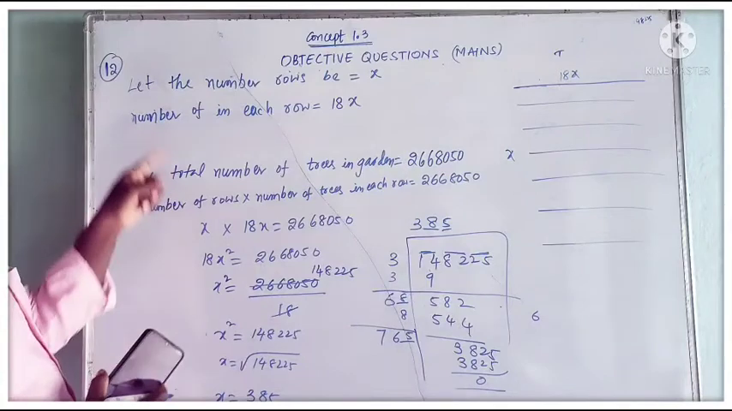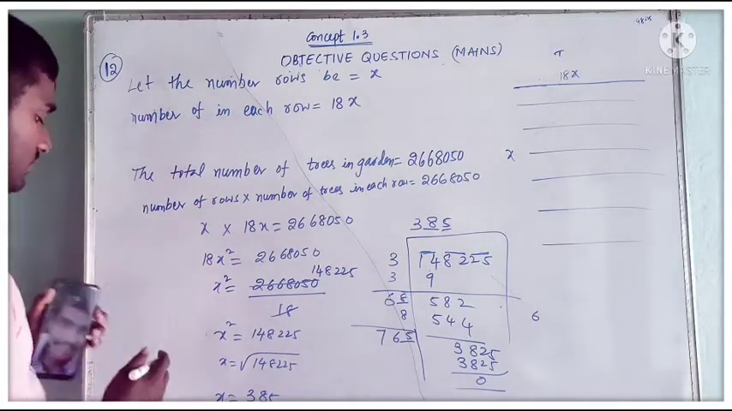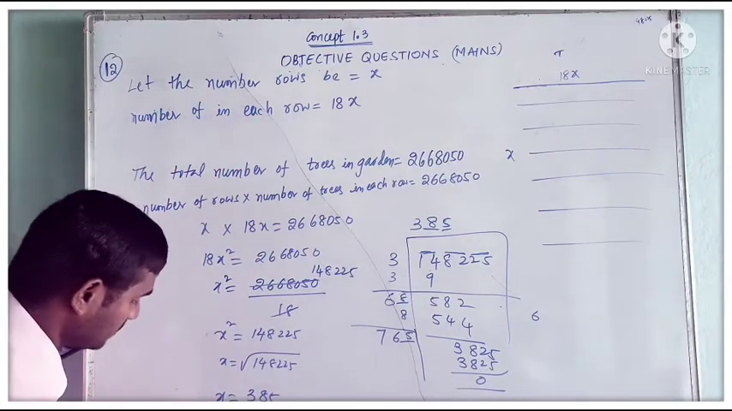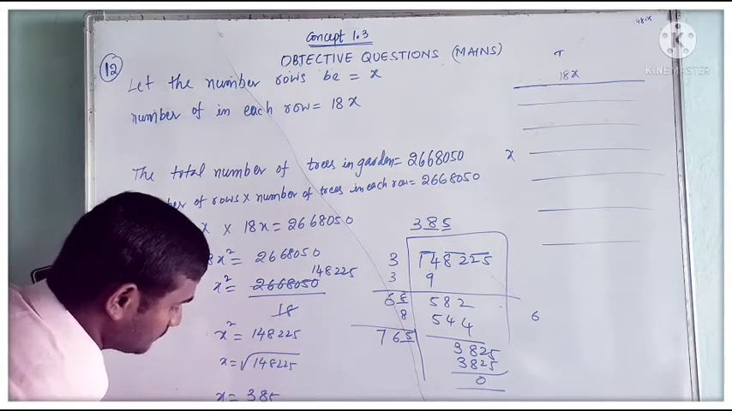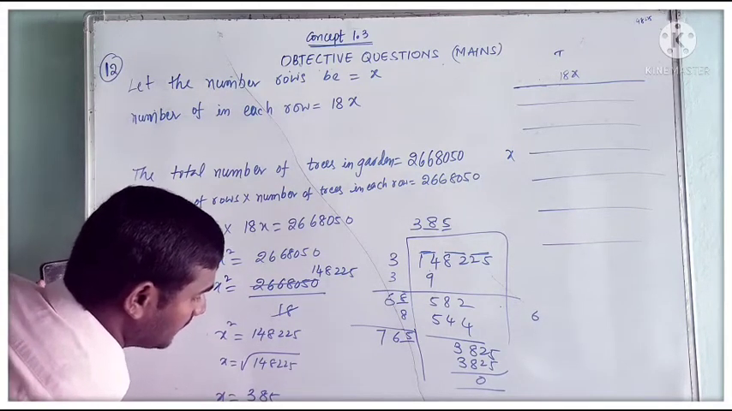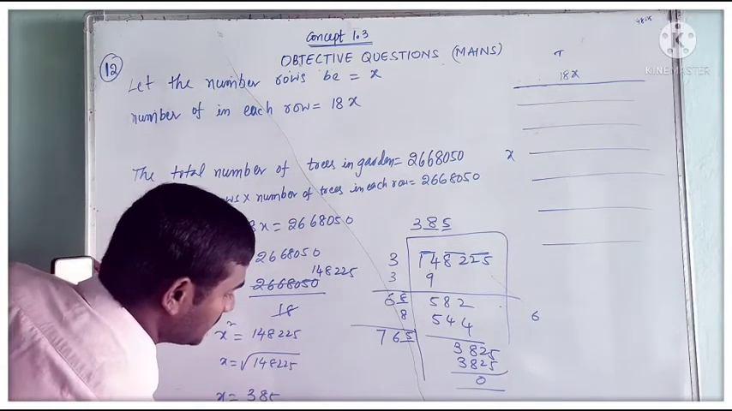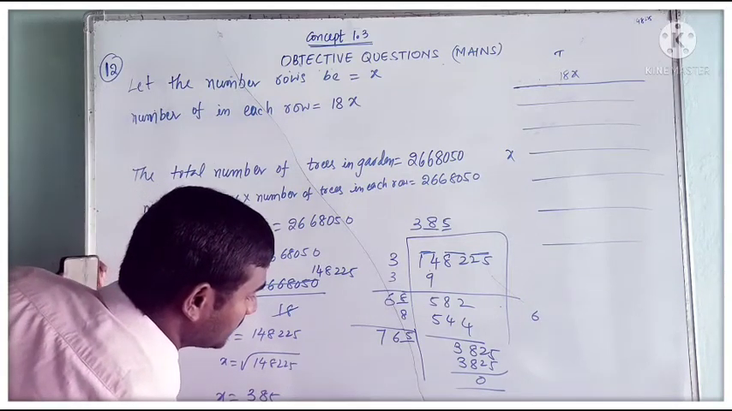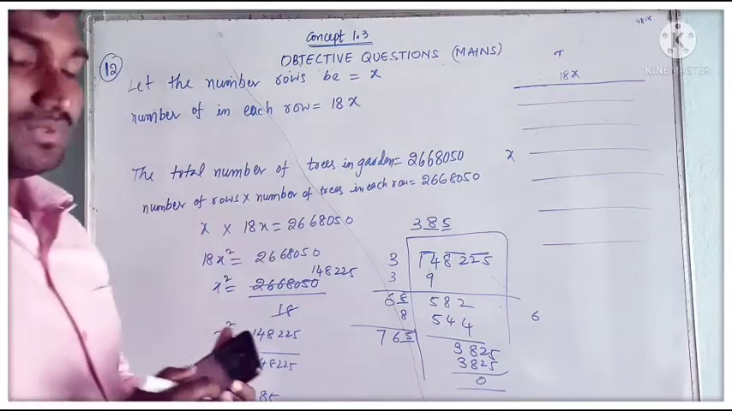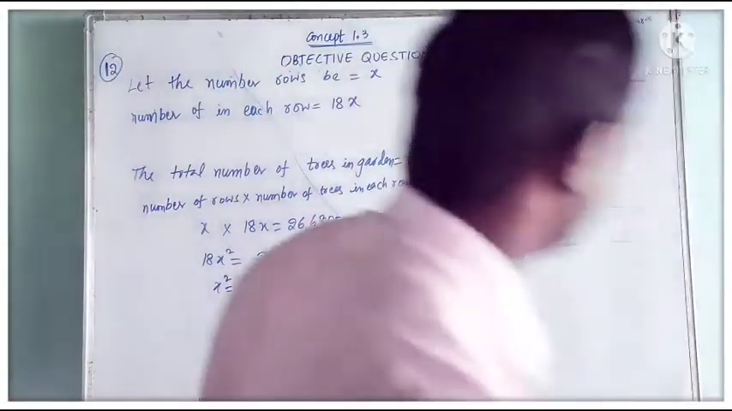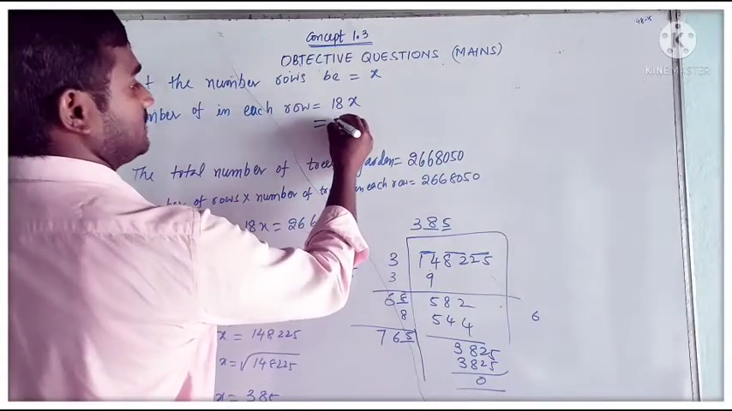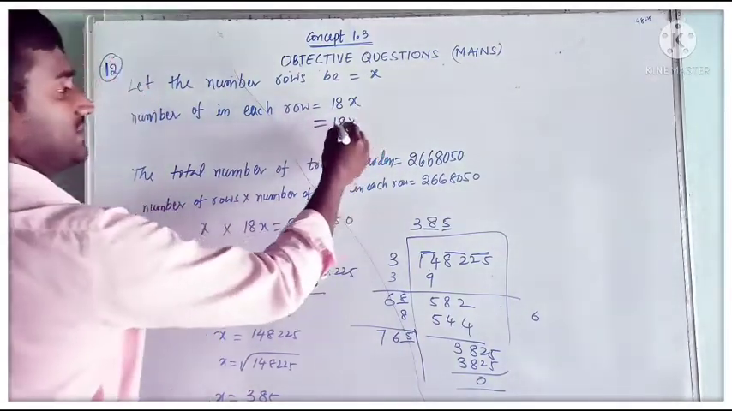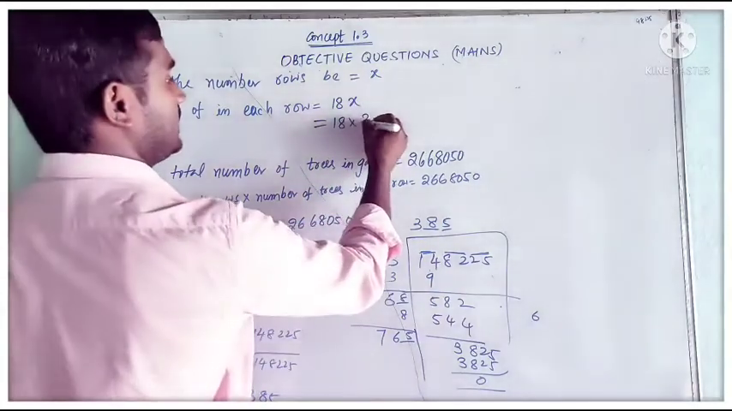x is what we assumed, the number of rows. So the number of rows in a garden, how many rows do we have? 385 rows we have. So how are we going to find the number of trees? The number of trees in each row is 18 into x, 18 into 385.